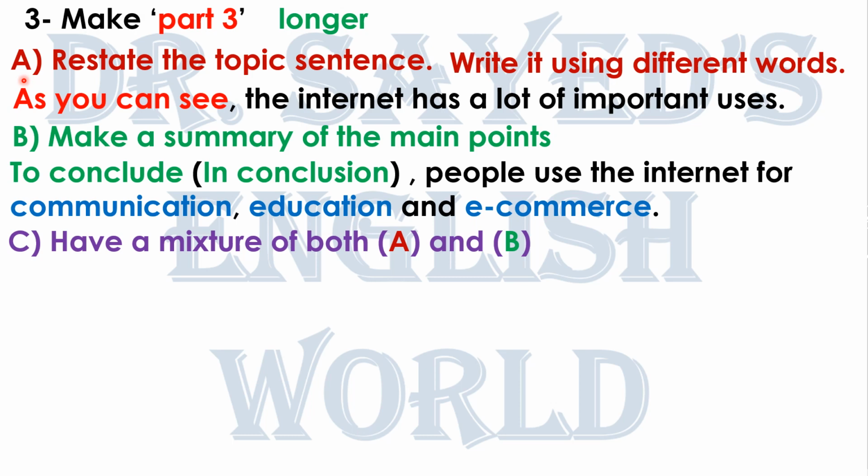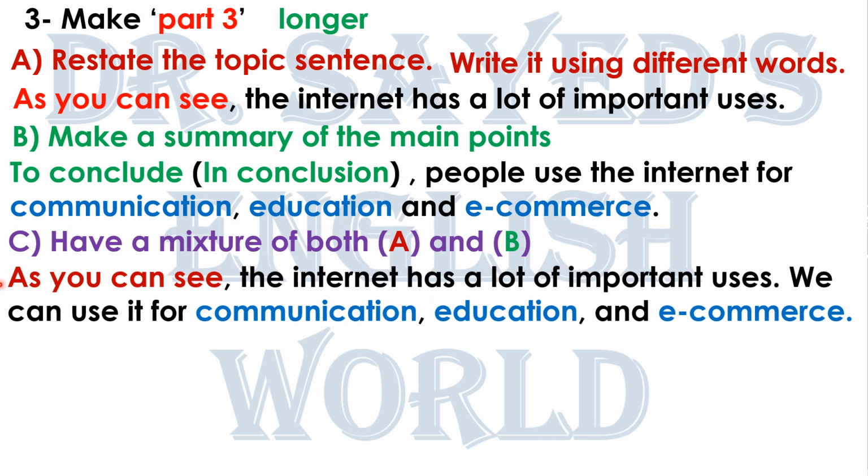Or you can have a mixture of both A and B, which means that you can have something like, as you can see, the internet has a lot of important uses. This is A. We can use it for communication, education, and e-commerce, and this is actually B. So here I have a mixture of A and B.